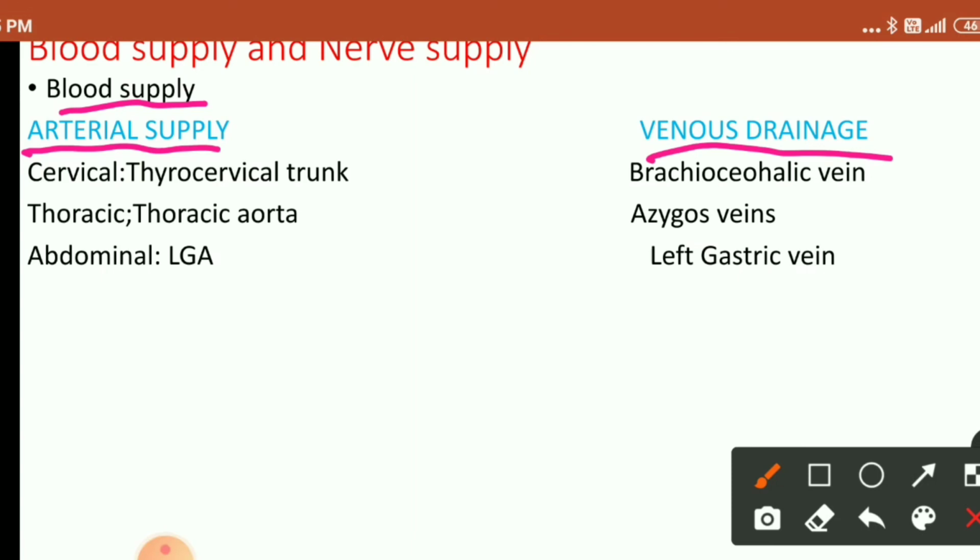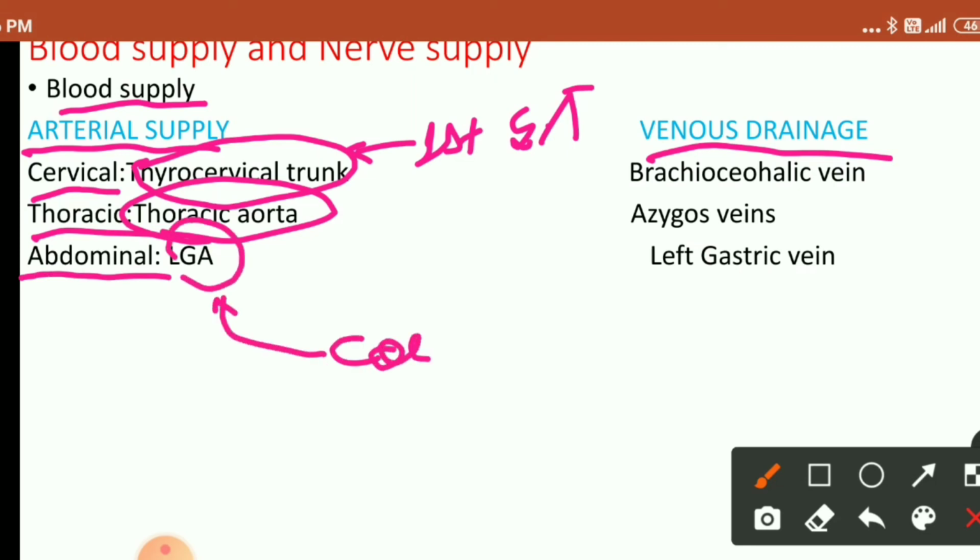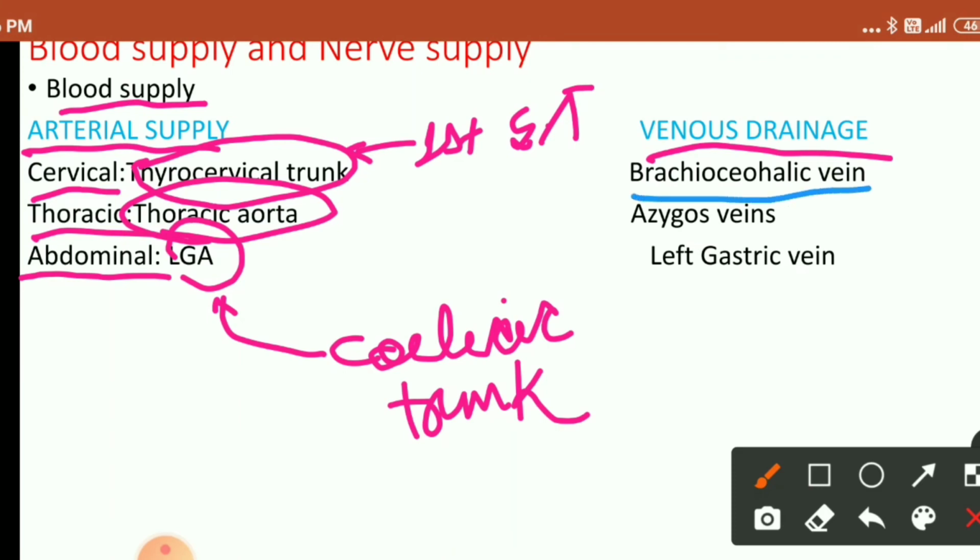Let us start. The cervical part of esophagus is supplied by thyrocervical trunk, which is further a branch of the first part of subclavian artery. The thoracic part is supplied by thoracic aorta, and the abdominal part is supplied by left gastric artery, which is a branch of celiac trunk. This is all about the arterial supply. Now we come to the venous drainage. The cervical part of esophagus is drained by brachiocephalic vein, the thoracic part is drained by azygos vein. On the other hand, the abdominal part is drained by left gastric vein.